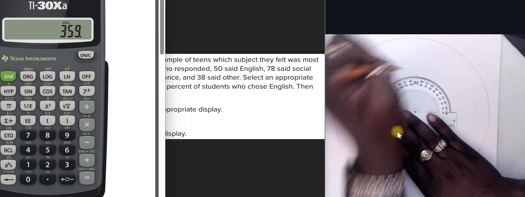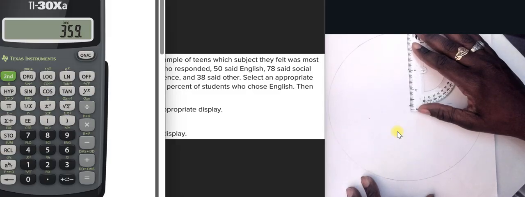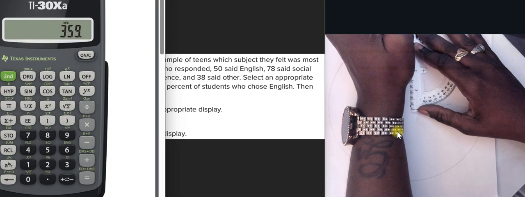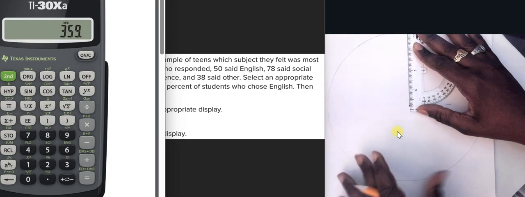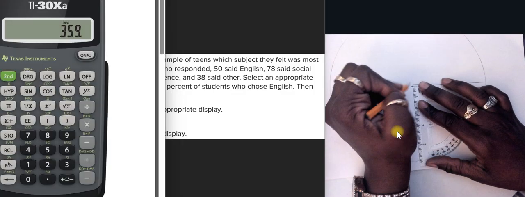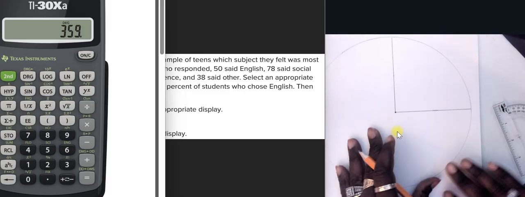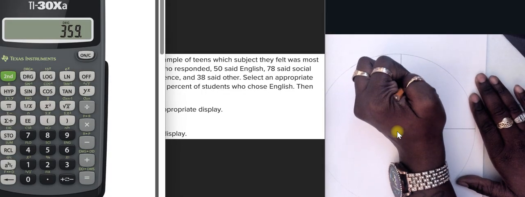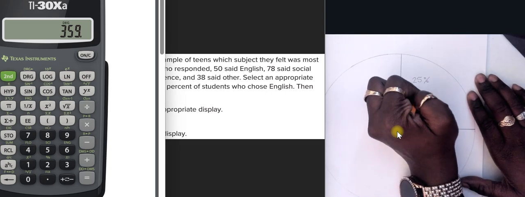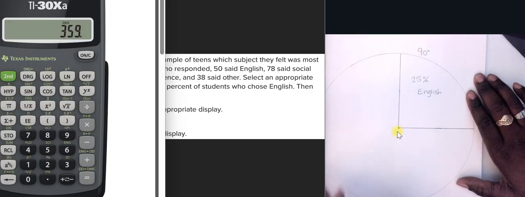There's 90. Now I'm going to take my protractor, and I'm going to draw my angle going straight through to the center. Making sure that I cover that line that I created and that it's going through the dot, which is the center. All right, so there's our 90 degree. So this 90 degree represents 25%, and that 25% was English. And this is a 90-degree angle.